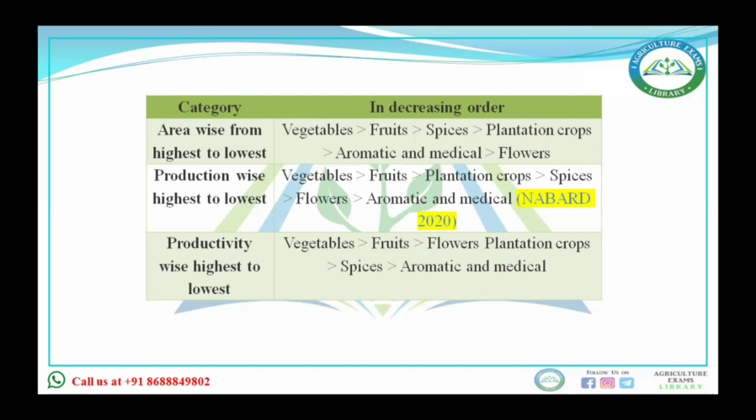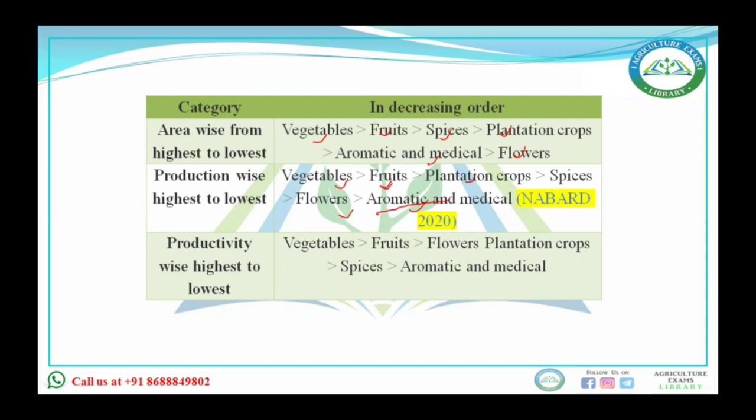If you talk about area wise, highest to lowest, the area is highest under vegetables, followed by fruits, spices, plantation crops, aromatic and medicinal, and the lowest is flowers. When you talk production wise, the highest production is in vegetables, then fruits, then plantation crops, then spices, then flowers, then aromatic and medicinal plants. Lowest is aromatic and medicinal plants.